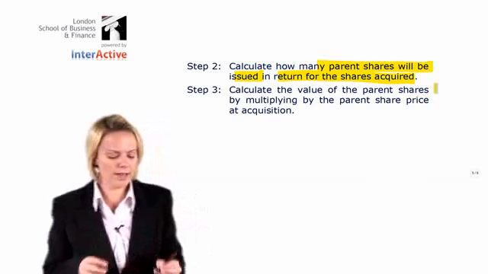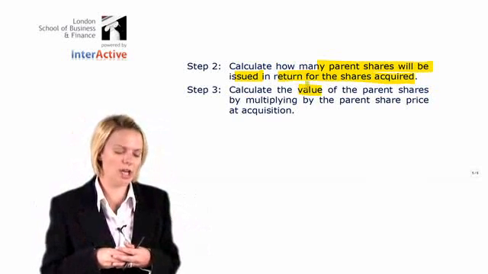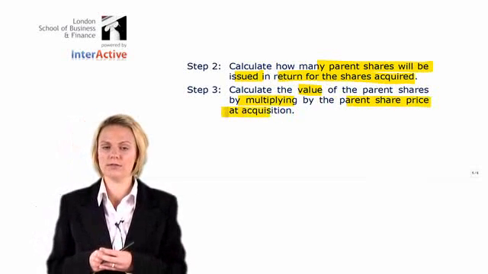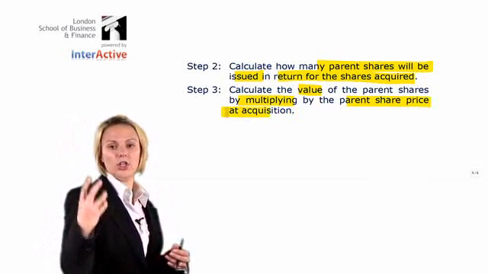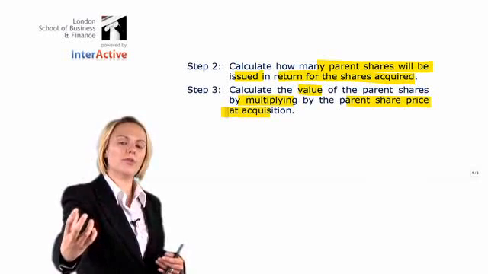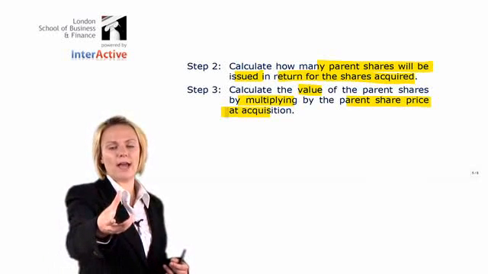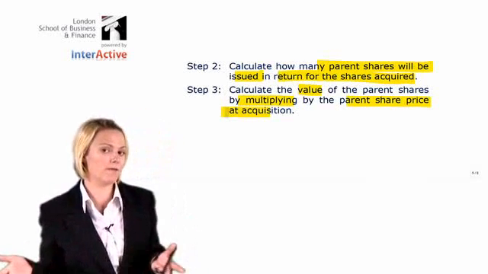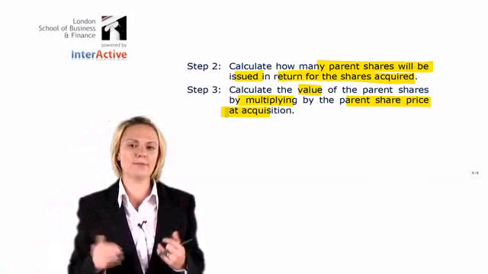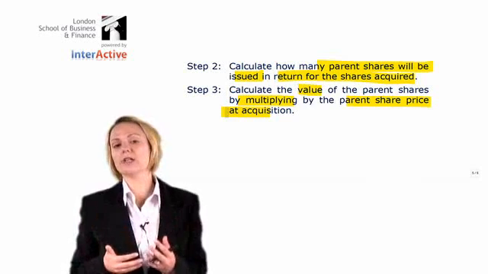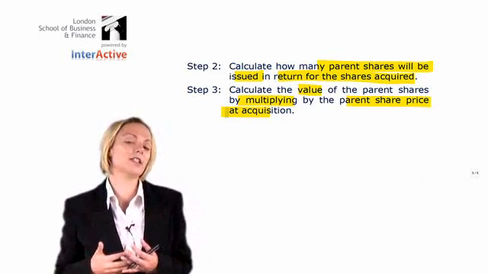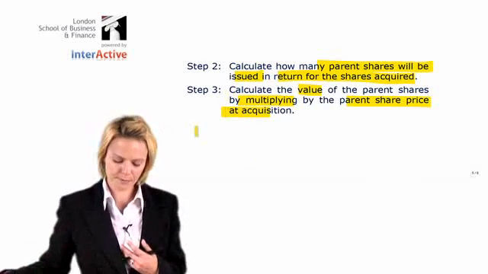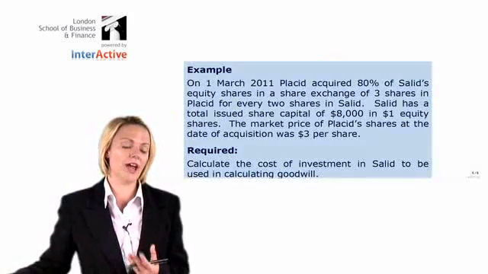Step 3. We then calculate the monetary value of the parent shares that we issue by multiplying the parent share price at acquisition. So if we know the number of shares we're going to issue to the subsidiary, we multiply that number of shares by the parent share price at acquisition. Okay? So the price the shares are currently traded at, the market value or fair value. If you follow those 3 steps, you can successfully find out the value of the share exchange, which would be used in calculating the cost of investment, which in turn would be used for calculating goodwill. So, let's have a look at an example then on a share exchange.